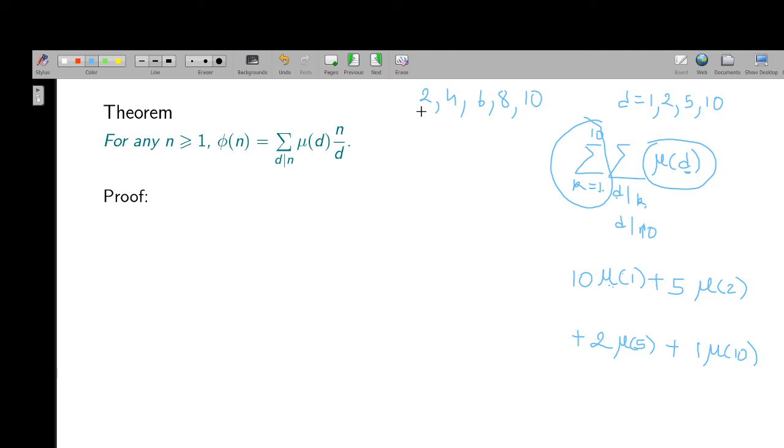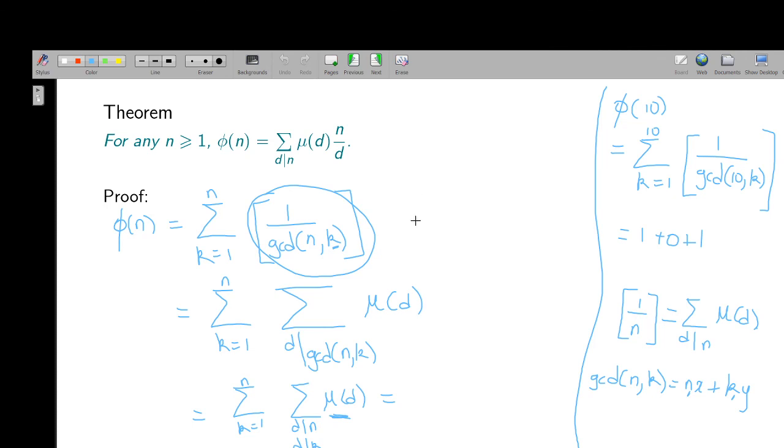So how do I know how many multiples there are of d? How many multiples are there of d from 1 to n? Can someone tell me how many multiples there are of d from 1 to n?